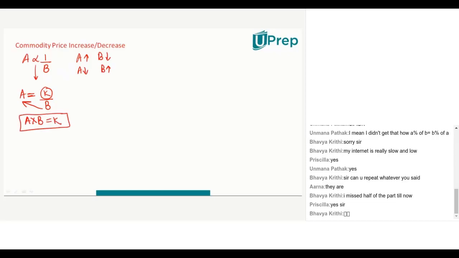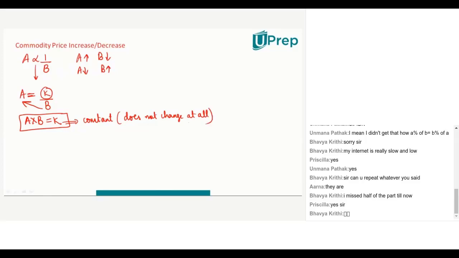Now, let us take an example. What does this mean? A into B equal to K. What was K over here? K was a constant. Now, what does a constant mean? It means something that does not change at all. That is the reason it is called a constant.